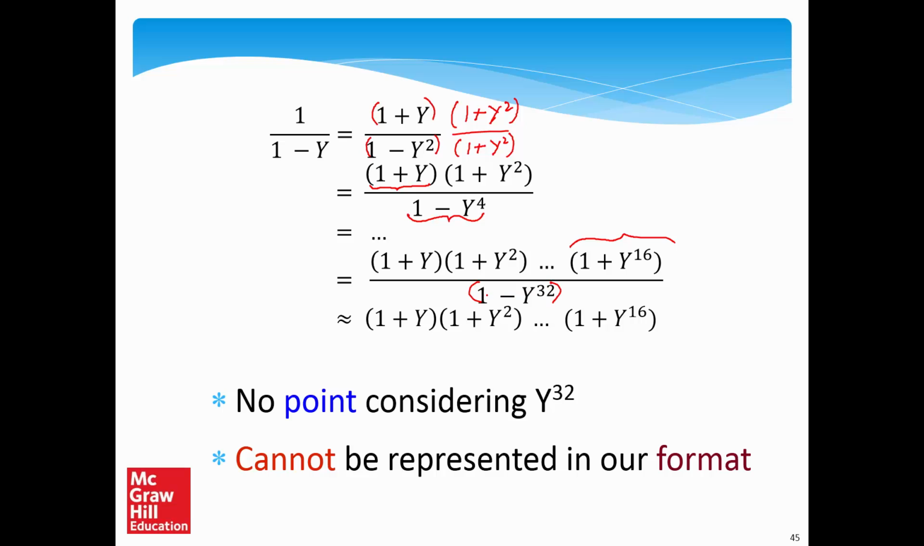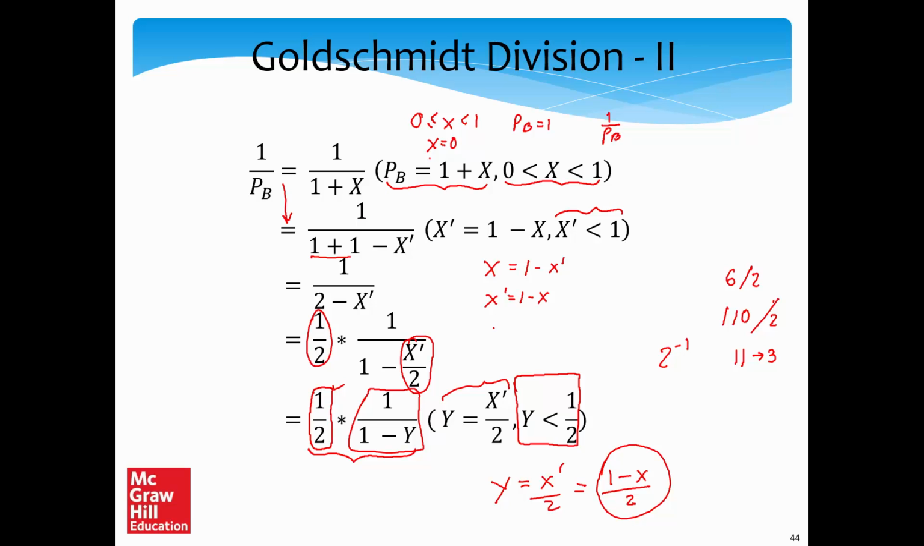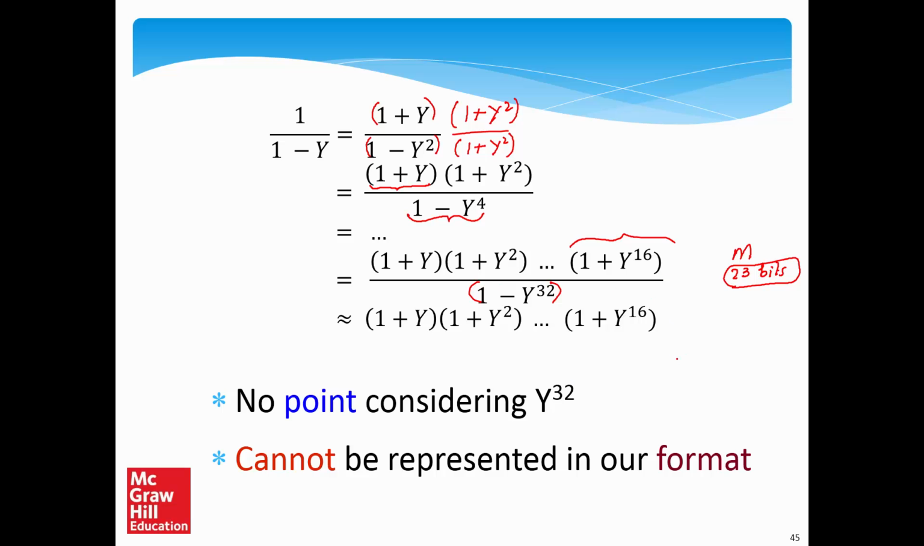So here is an interesting observation that we can make. Given the fact that we are working with a 32-bit system where the mantissa has only 23 bits, let's see what do we know about y. Let's go to the previous slide. What we know is y is less than half. This is something that we know, that y is less than 2 raised to the power minus 1.